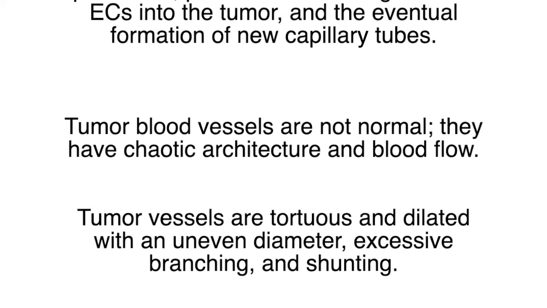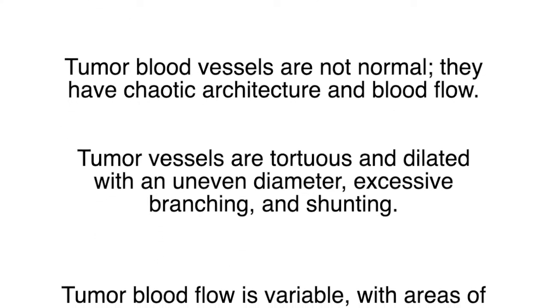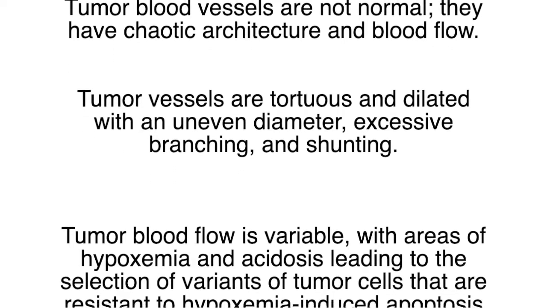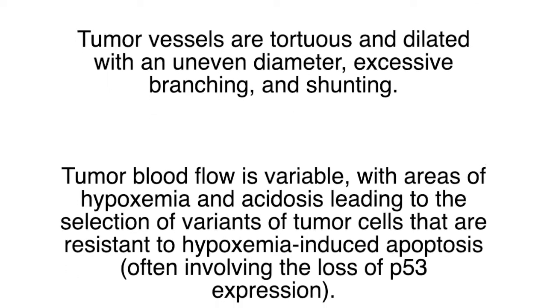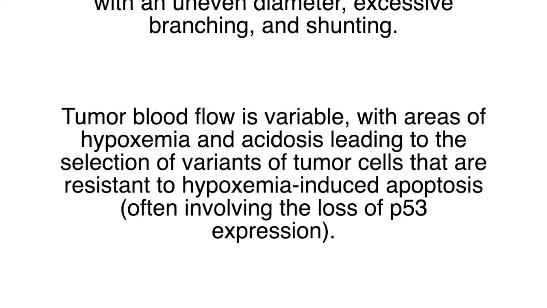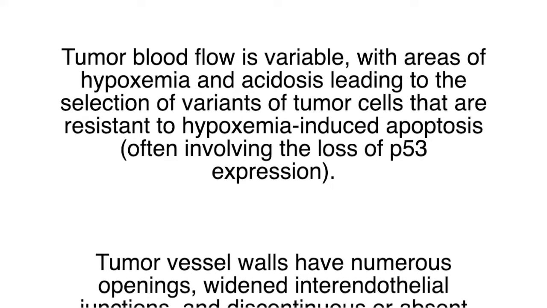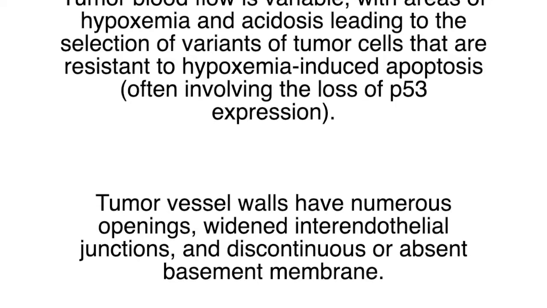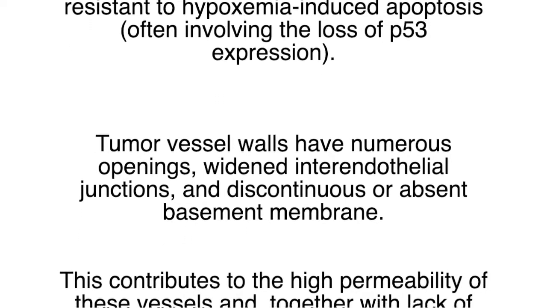Tumor blood vessels are not normal. They have chaotic architecture and blood flow. Tumor vessels are tortuous and dilated with an uneven diameter, excessive branching, and shunting. Tumor blood flow is variable with areas of hypoxemia and acidosis leading to the selection of variants of tumor cells that are resistant to hypoxemia-induced apoptosis, often involving the loss of p53 expression.